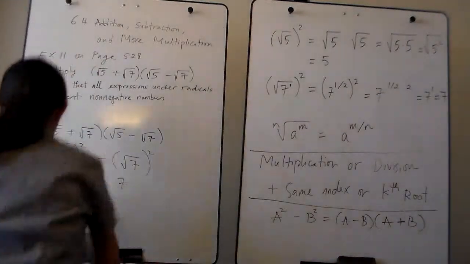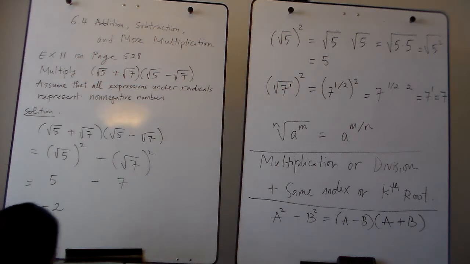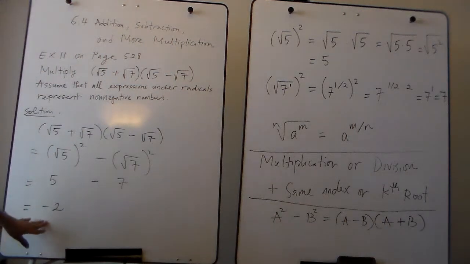And then simplify. 5 minus 7 is -2. So the answer is -2 for simplifying the two factors.